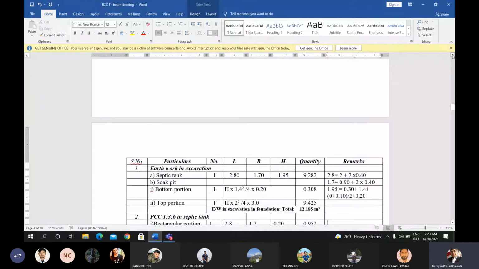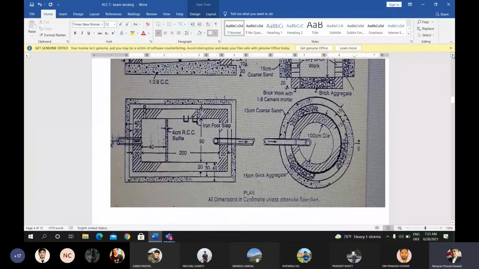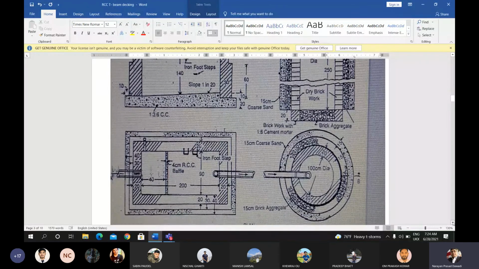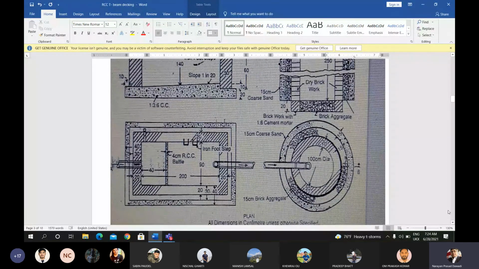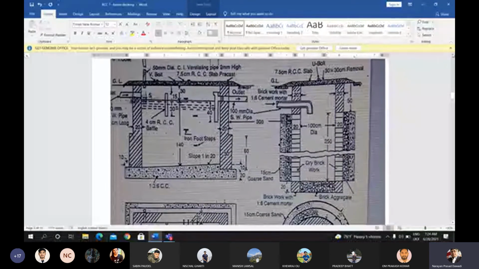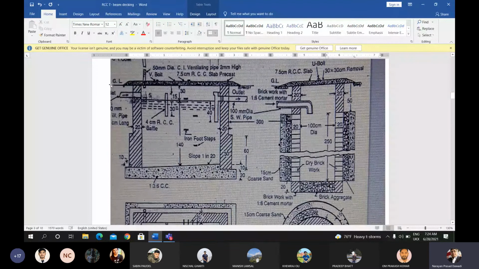Now for the excavation, don't look at the section first. To find the area of the respective item, you have to find the area of the excavated portion first, and that is multiplied by the height of the excavation that is seen from the section of the item. For the excavation purpose, the height is below the ground level. Look at the section here. This is the ground level here.